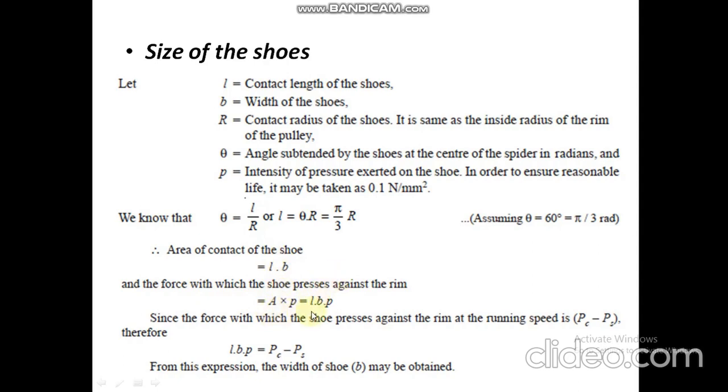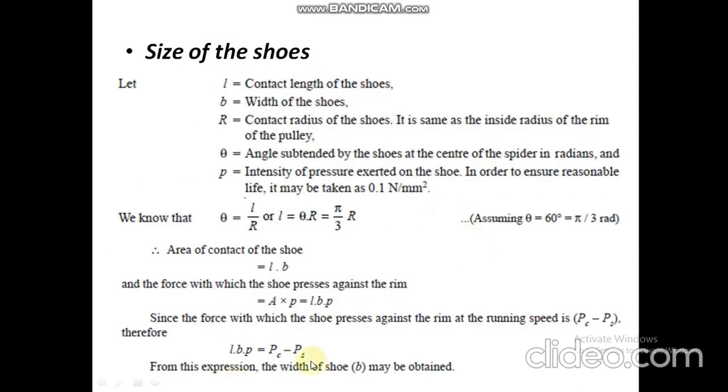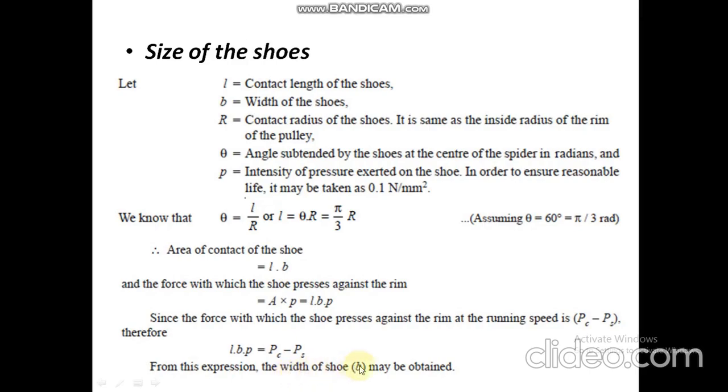And what is the force on the shoe? We know that net force on the shoe will be centrifugal force minus spring force. So this net force you have already calculated in the previous step: PC minus PS, 7 by 16 m omega square R. So PC minus PS, that is force, is equal to pressure into area. Area is length into width. P is pressure and this is force. So from this expression, the width of the shoe can be obtained.